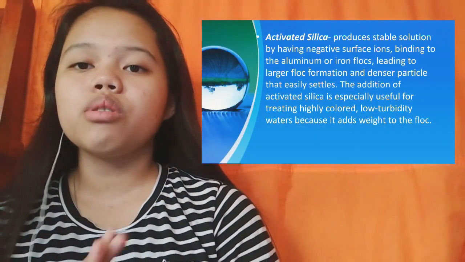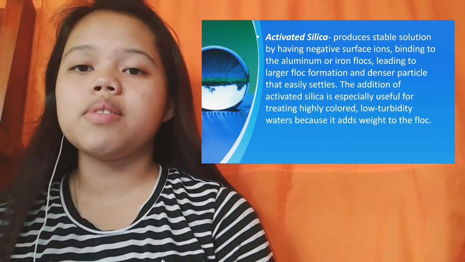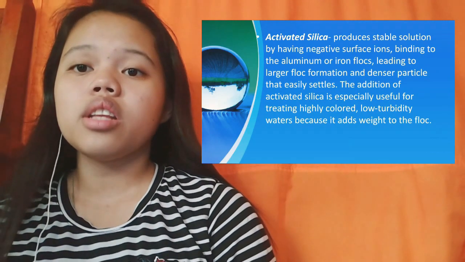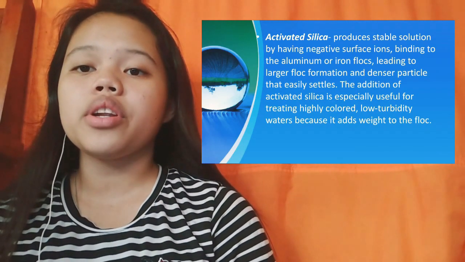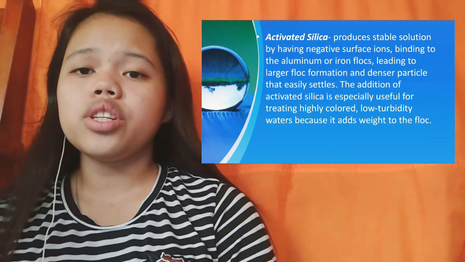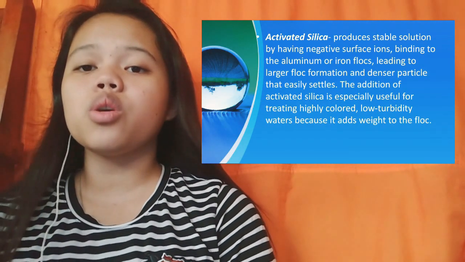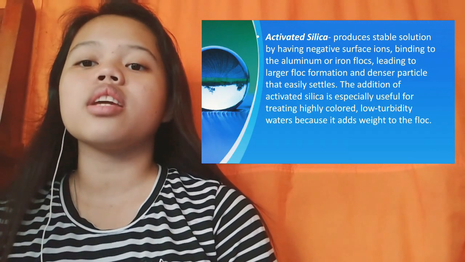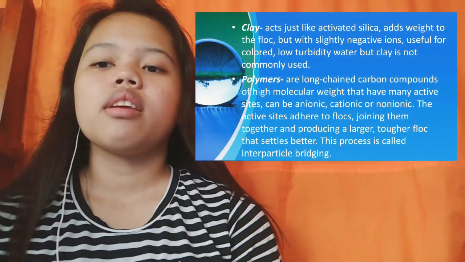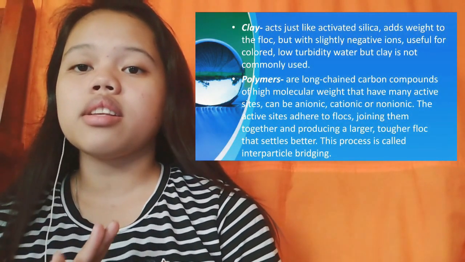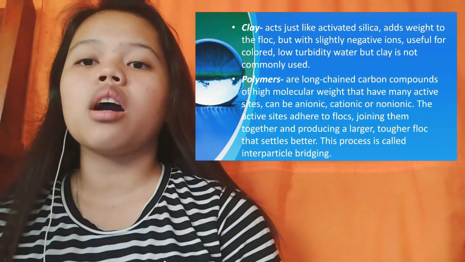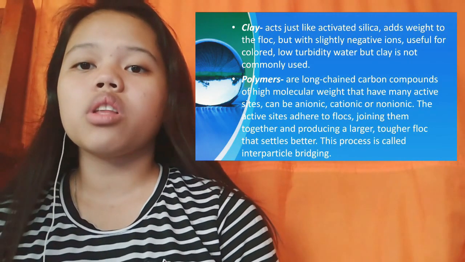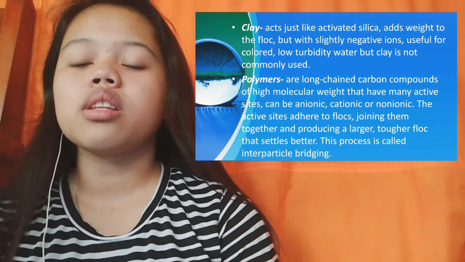Activated silica produces a stable solution by having negative surface ions binding to the aluminum or iron floc, leading to larger floc formation and denser particles that easily settle. The addition of activated silica is especially useful for treating highly colored, low turbidity waters because it adds weight to the floc. Clay acts just like activated silica, adding weight to the floc but with slightly negative ions. Useful for colored, low turbidity water, but clay is not commonly used.